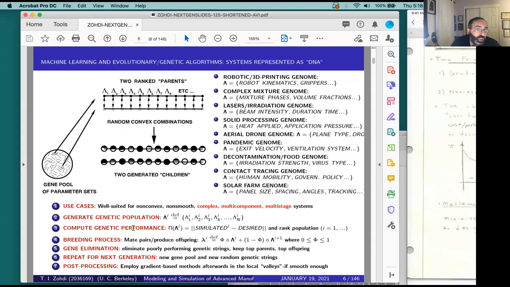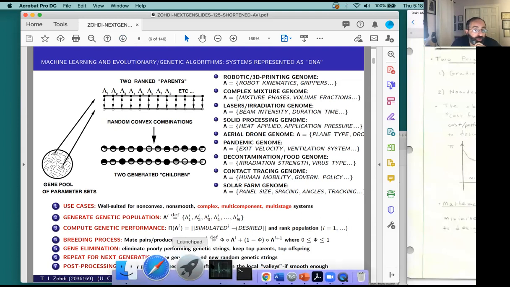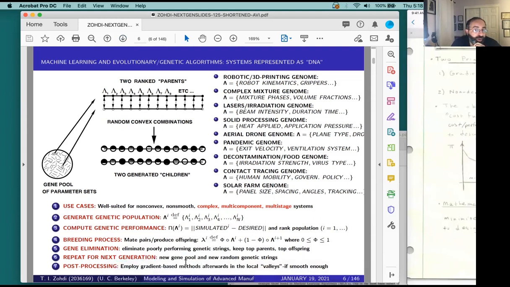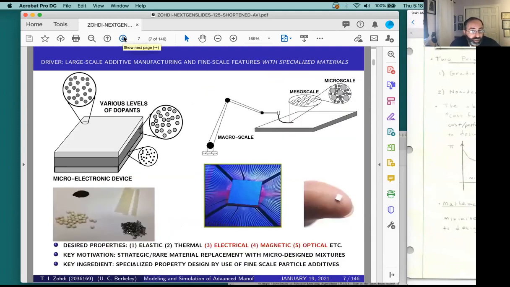At any rate, so we generate a population, we check their performance, we breed the best ones, we throw away the ones that aren't doing well, we repeat it for the next generation by adding new ones into the system at random. So there's new genetic material coming into the mix. We add that to the existing parents and children, and we repeat the process over and over and over again. And if the process converges quickly, that's great. If the process takes a long time, we usually then apply all kinds of other tricks like gradient-based methods. And we'll talk a little bit more about that as we get closer. So let's look at an example.